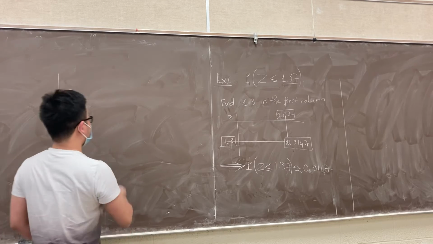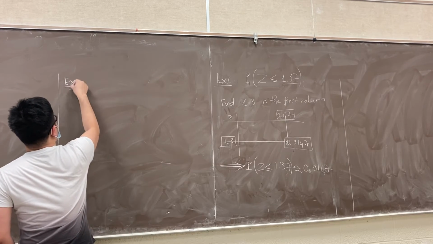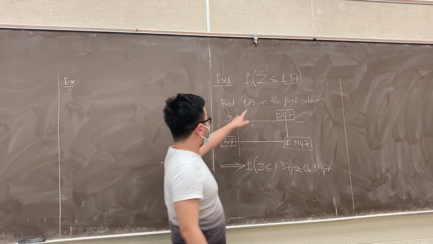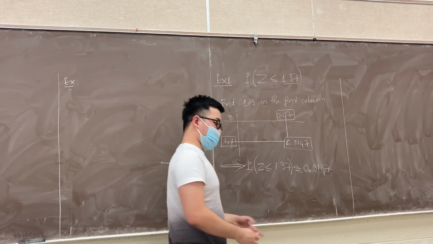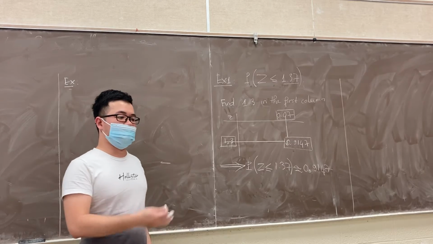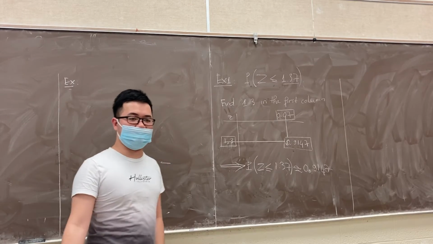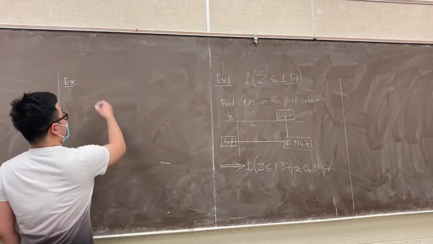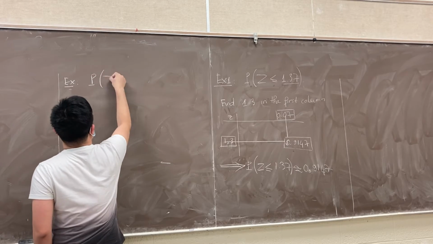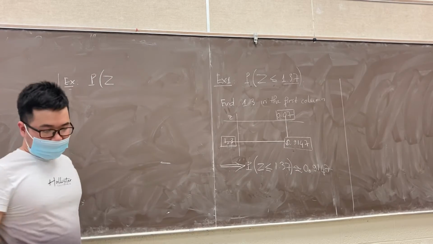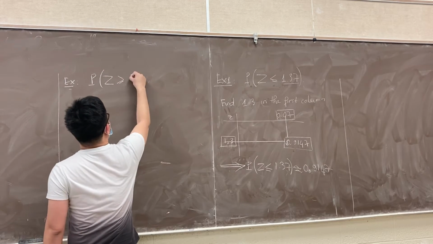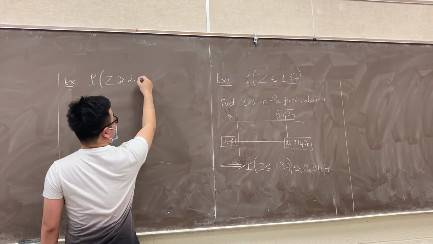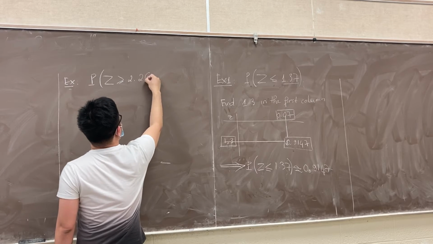Okay, now I don't want to calculate the value of the probability of Z less than a number. I want to calculate the probability of Z greater than a number, something like that. Find probabilities of Z. Maybe I want to calculate 2.26, something like this.